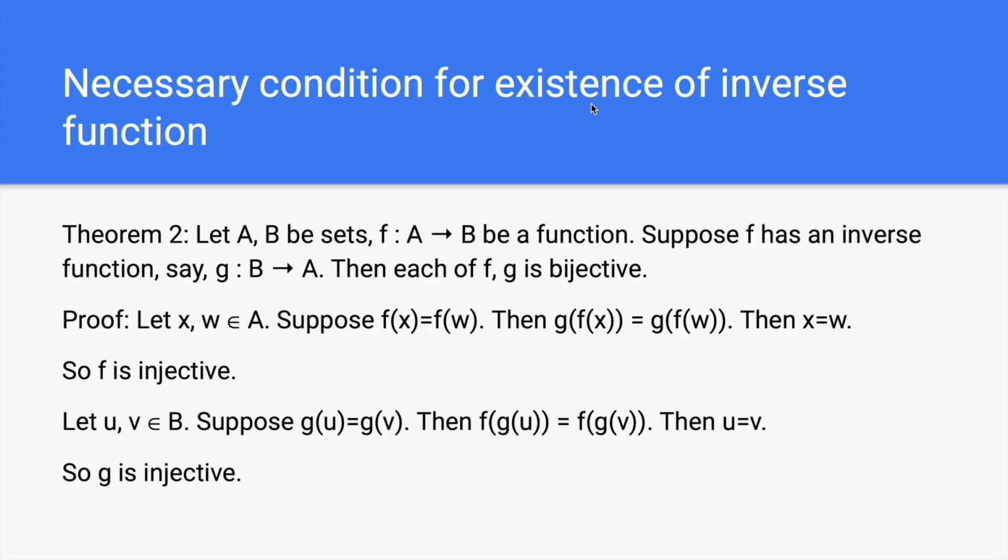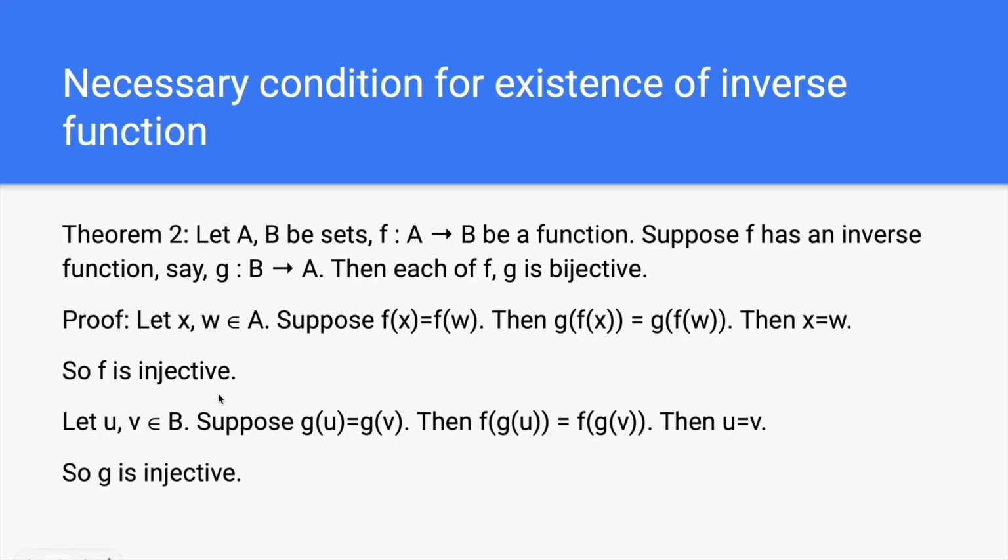Necessary condition for existence of inverse function. Theorem 2. Let A, B be sets, and f from A to B be a function. Suppose f has an inverse function, say g from B to A. Then each of f and g is bijective. Proof. Let x, w belong to A. Suppose f of x is equal to f of w, then g of f of x is equal to g of f of w, then x equals w.